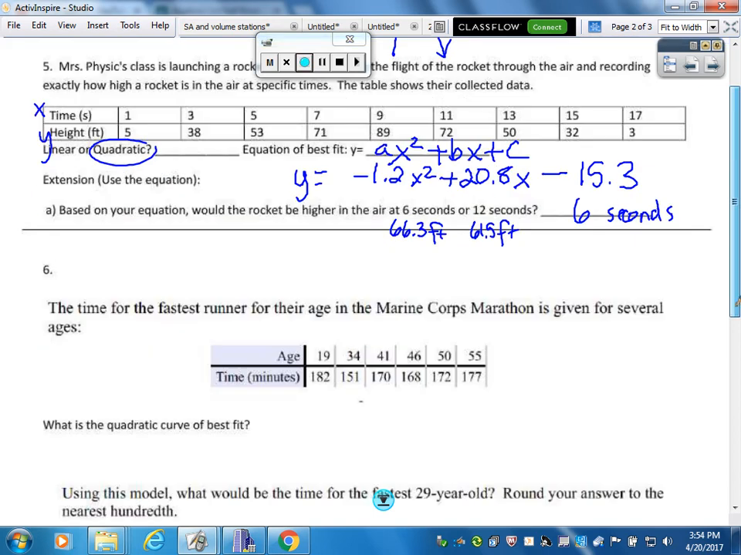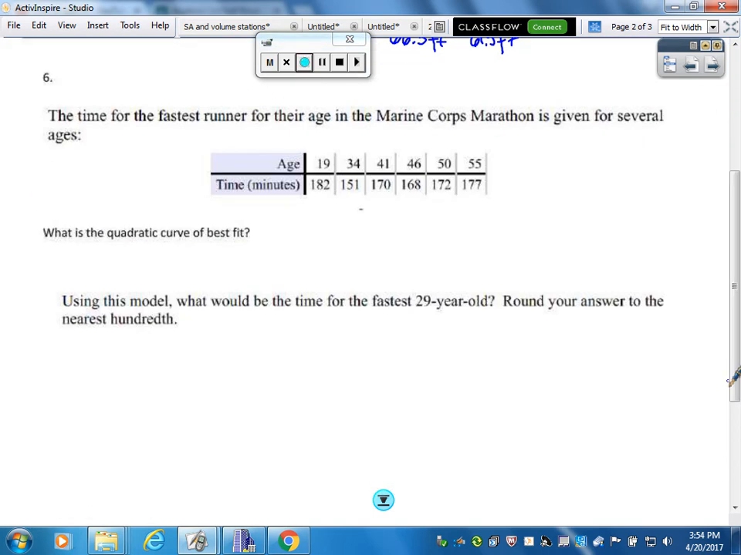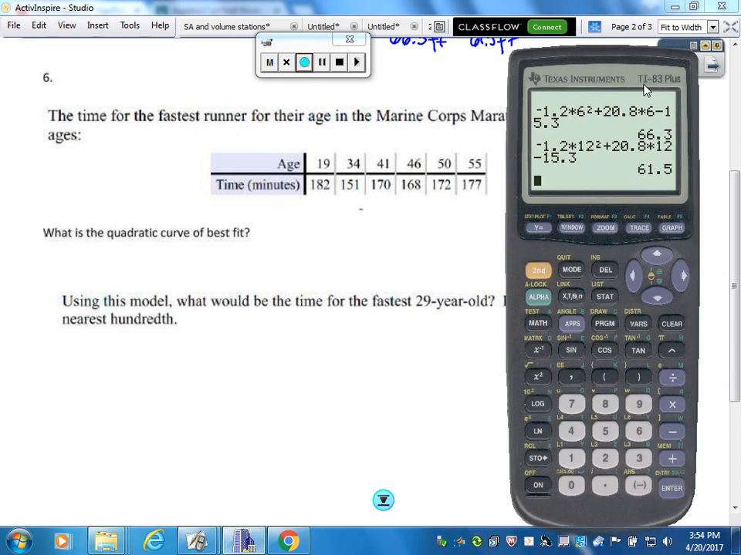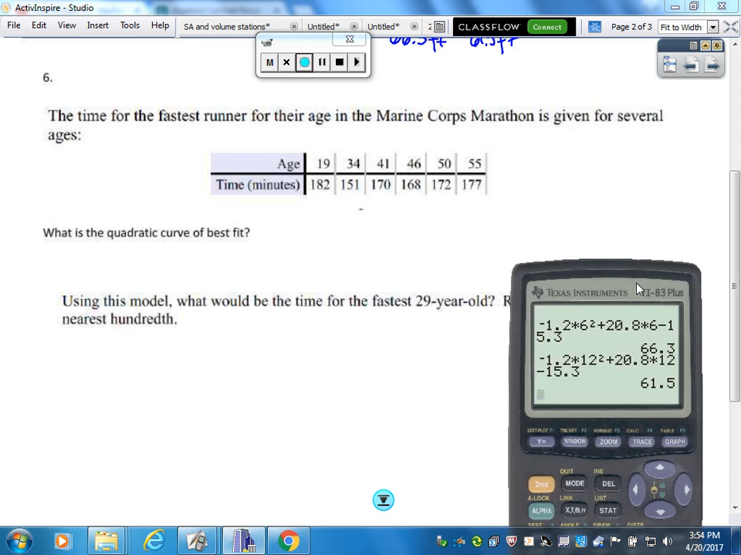All right, let's try another one. So we're back in our calculator. We have a new list. This time we're talking about marathon runners. And this makes sense because if you're younger, you're probably running faster up to a certain point, and then once you get older, you probably start slowing down again.